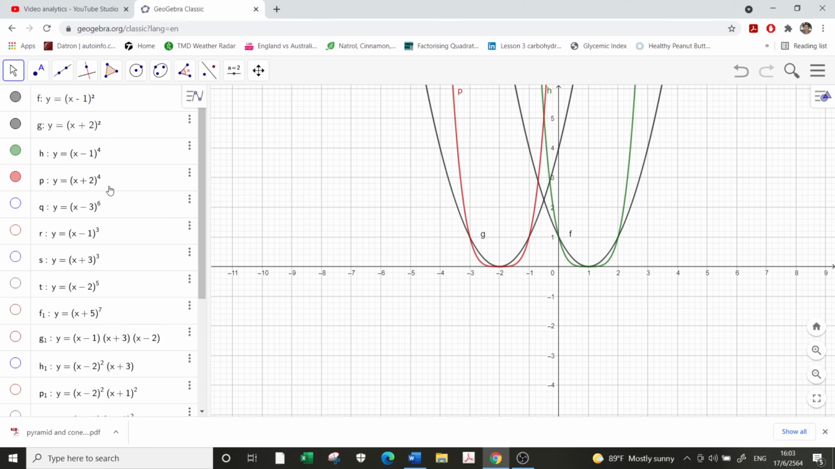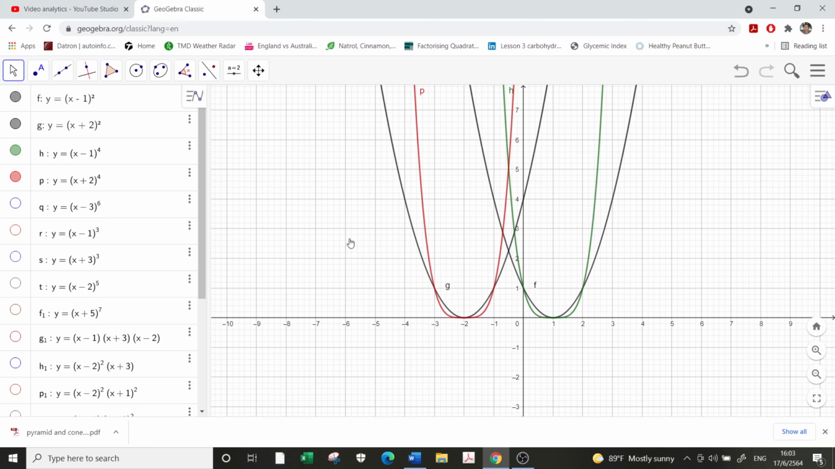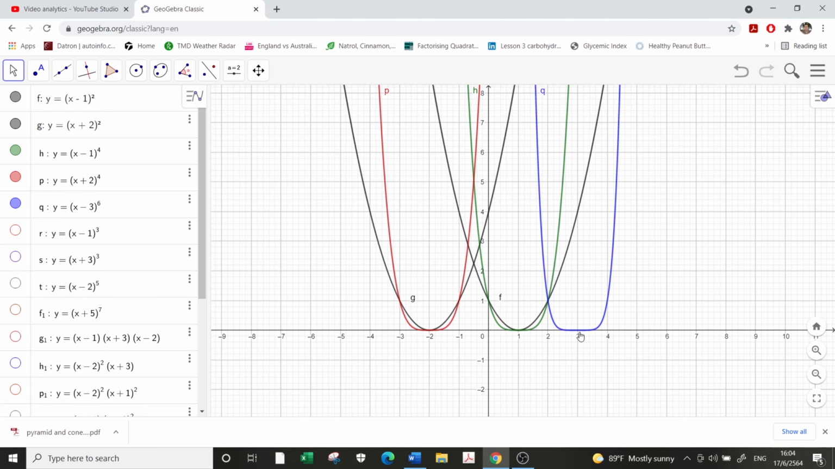And we have x plus 2 to power 4 here. So it's looking a little narrower at the top than the other one, but the x-intercept is minus 2. This one, we can tell the x-intercept is going to be 3, and it's power 6, so I'm predicting this is going to be an up graph, and there it is here. So this is x minus 3 to power 6 here.